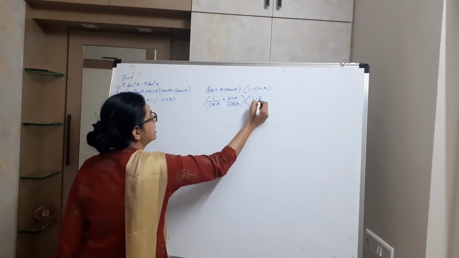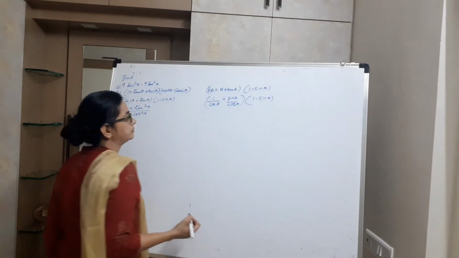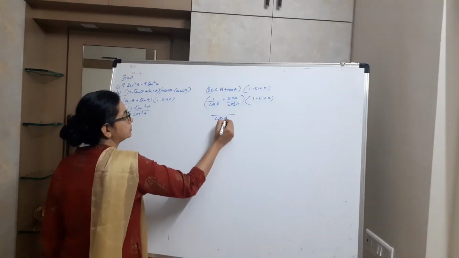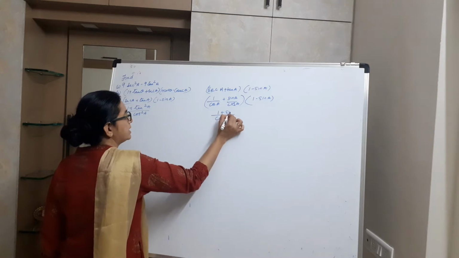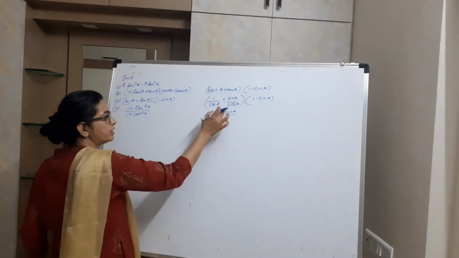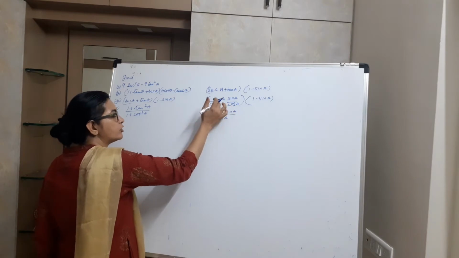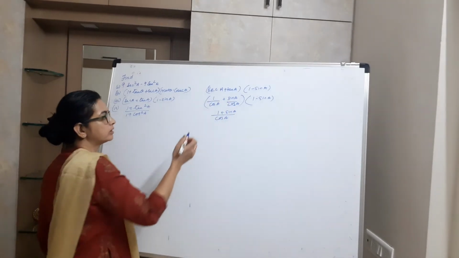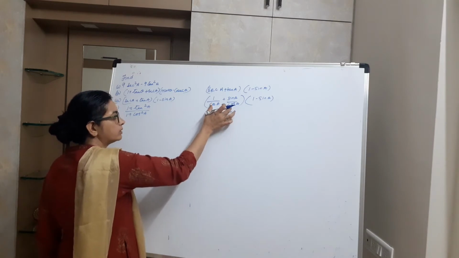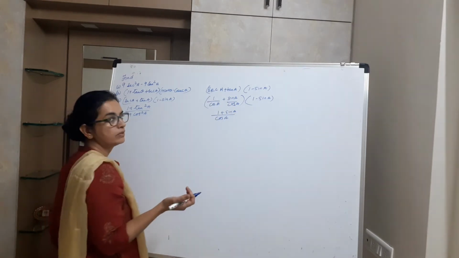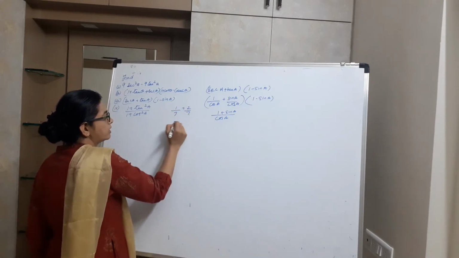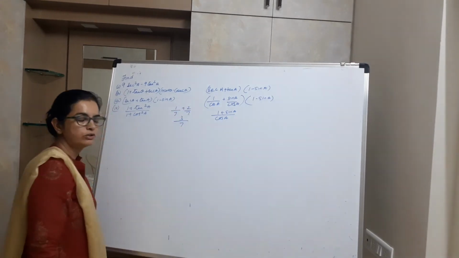Here, 1 minus sin A. Take cos A common: 1 plus sin A. Just add them in the numerator because the denominator is the same. So the numerators will get added. You have to take only one cos A, don't take it 2 times. It is common, so only the numerator will get added, just like 1 upon 7 plus 2 upon 7. So 7 is common and you add the numerators that way.